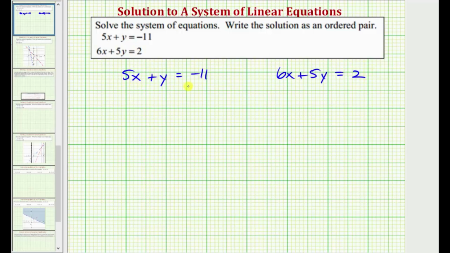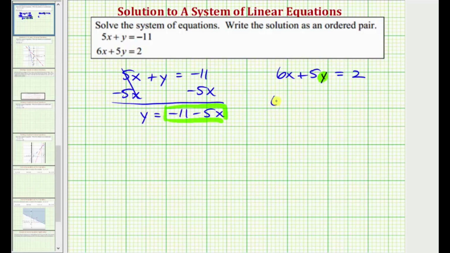So the first step, we'll solve this first equation for y by subtracting 5x on both sides. Simplifying, we have y equals negative 11 minus 5x. Now that we've solved this first equation for y, we'll perform substitution for y in the second equation, which will give us one equation with one variable, which we can then solve for x. Because y must equal negative 11 minus 5x, we'll substitute negative 11 minus 5x for y in the second equation.